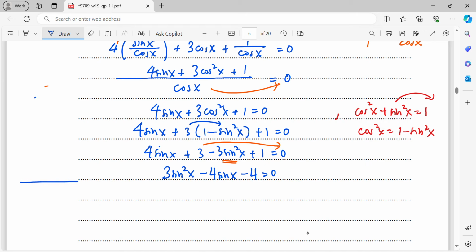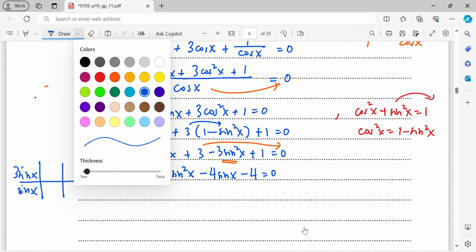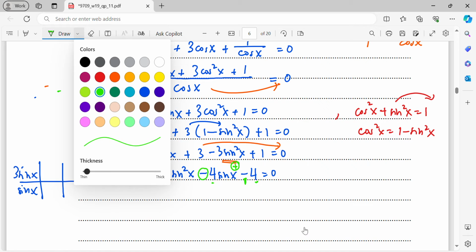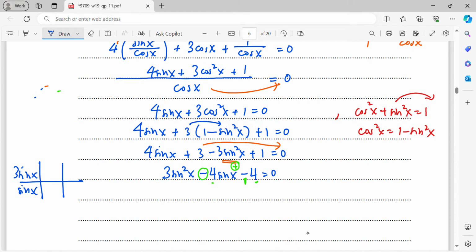Okay, and now here I will factorize. 3 sine square x is 3 sine x times sine x. Okay, and again, look at here. This is minus. To get the minus over here, it must be multiplied with plus. Alright, so now, since this is 4, it could be 4 times 1 or 2 times 2. But then I need to get minus 4 over here. That means it will be 2.